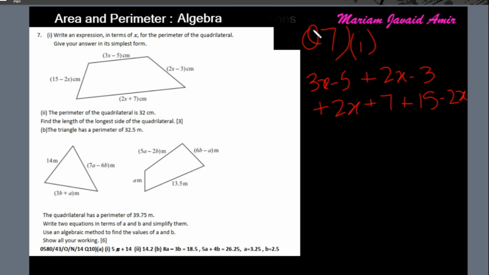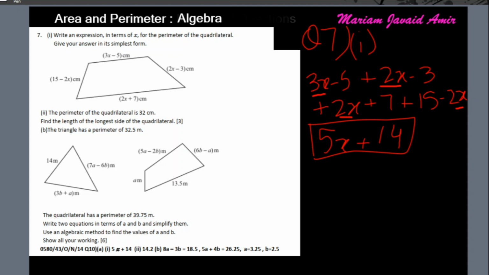So let's first add all the terms in x. So 3x plus 2x plus 2x minus 2x makes 5x, and then minus 5 minus 3 plus 7 plus 15 makes plus 14. Answer for part 1. Okay, part 2. The perimeter of the quadrilateral is 32.